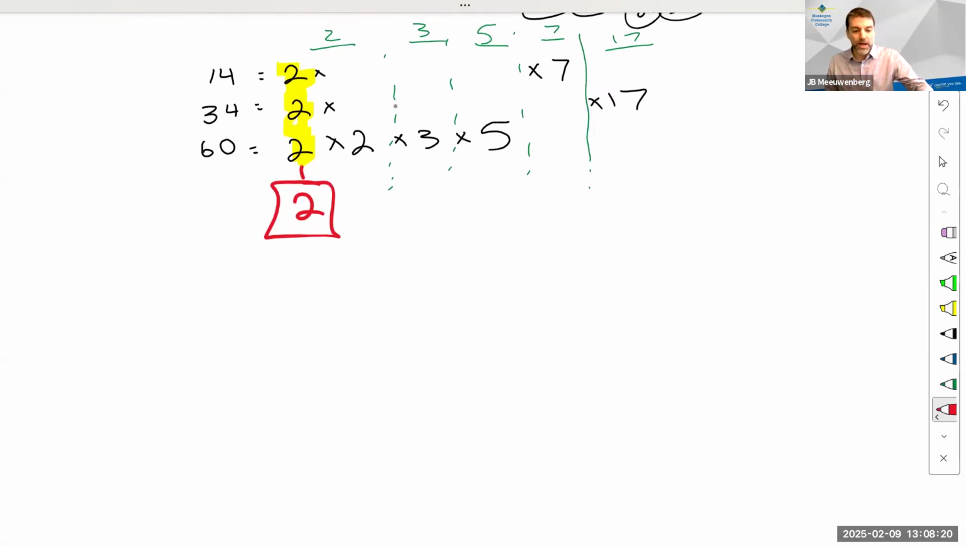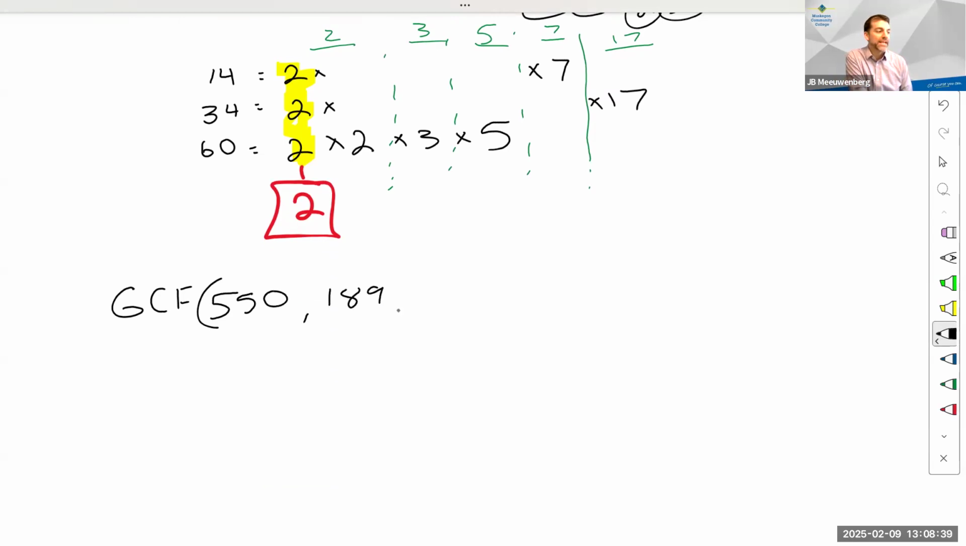So I want you to try this one. These are going to be some bigger numbers that I want you to explore. And let's find the GCF of 550 and 189. This might take you a minute to go through, but your job is to find the greatest common factor of 550 and 189. Take a moment to try to work through that.